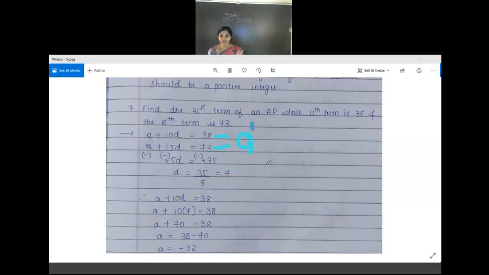Okay. A we got, D we got. What we have to find out here? A31 we have to work out. How to work out A31? So you can use the general formula also. An is equal to A plus n minus 1 into D. But here we are using directly A31 is equal to A plus 30D. Now just substitute A value as minus 32 and plus 30 into D value as 7. You will get A31. That you can see in the next page.